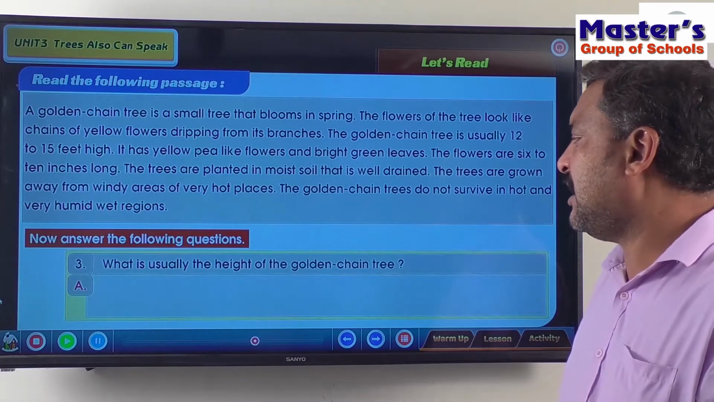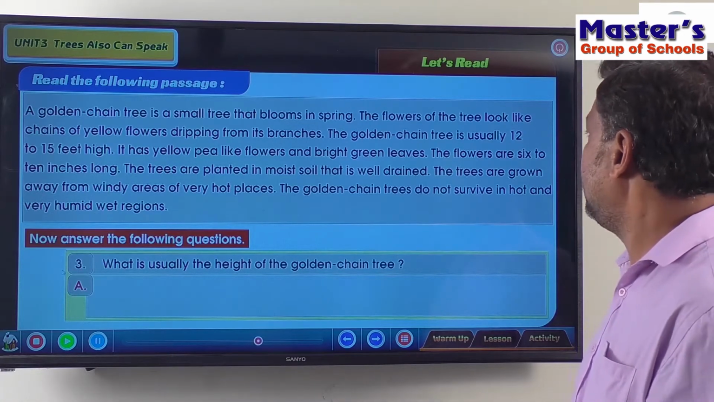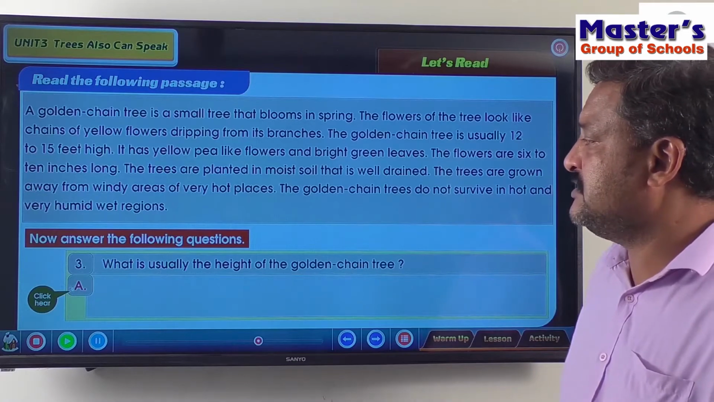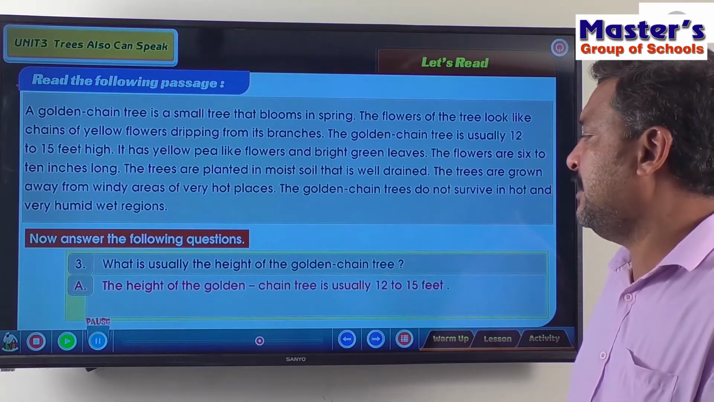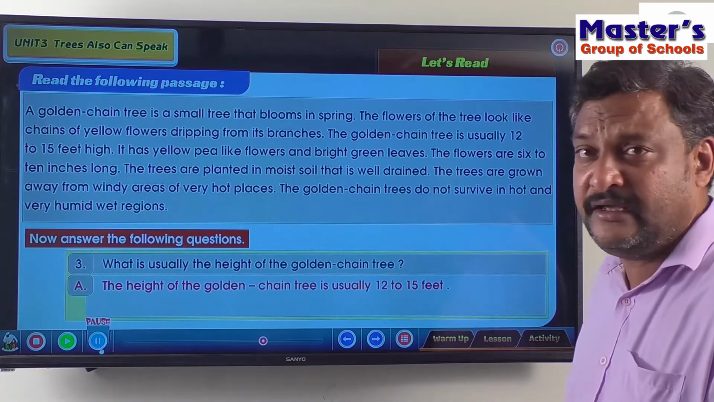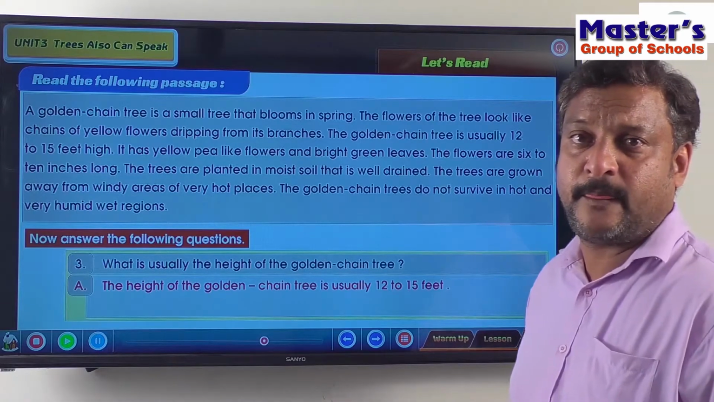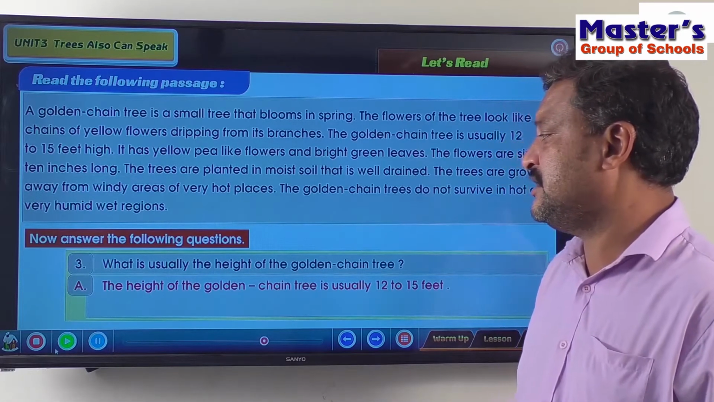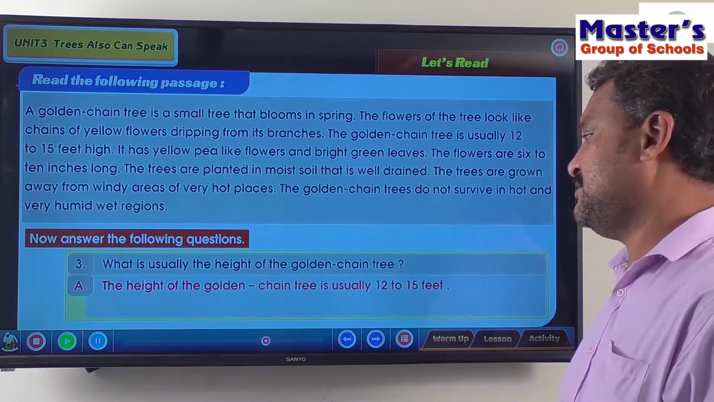The next question, the third one: what is usually the height of the golden chain tree? We have seen it here, no? Yes, the height of the golden chain tree is usually 12 to 15 feet. The usual height of the golden chain tree is 12 to 15 feet.